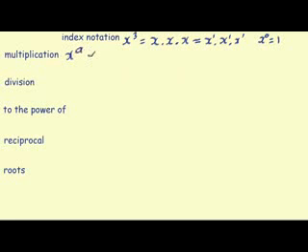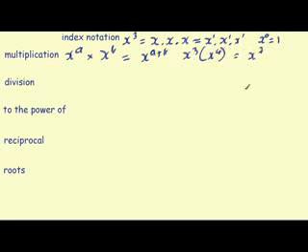Okay, let's look at multiplication. x to the power a times x to the power b is equal to x to the power a plus b. Here's an example. x to the power 3, x cubed, multiplied by x to the power 4. Add the indices like we did before with the a and the b, and we get x to the power 7.